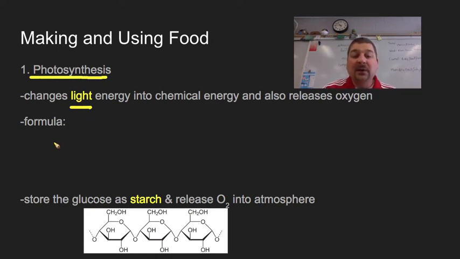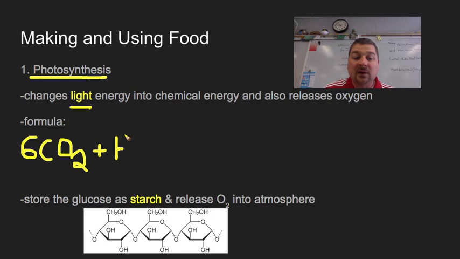Okay, the formula for that: the plant has a carbon source. We're going to take 6 carbon dioxides. Carbon dioxide, remember, is CO2. The plant is going to combine that with electrons from water. So, sorry, we have to balance our formula here. 6 H2O's. Okay, 6 waters will provide the electrons.